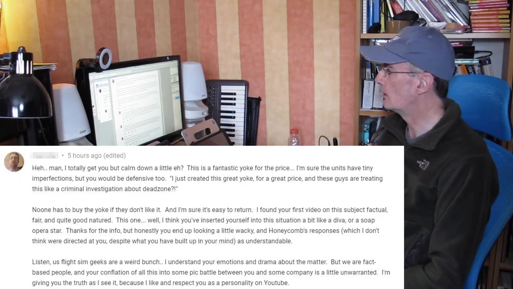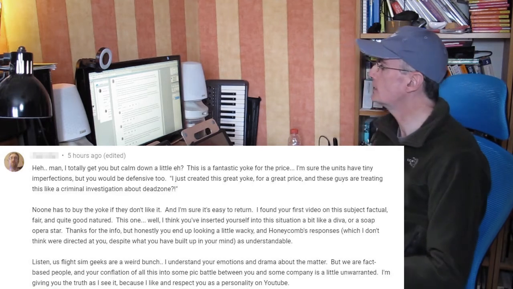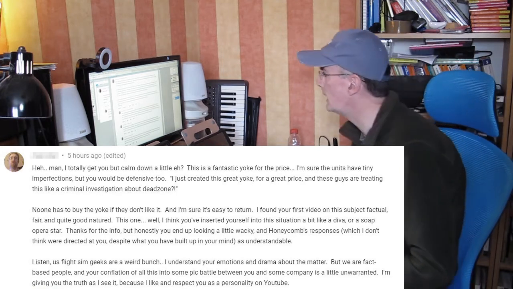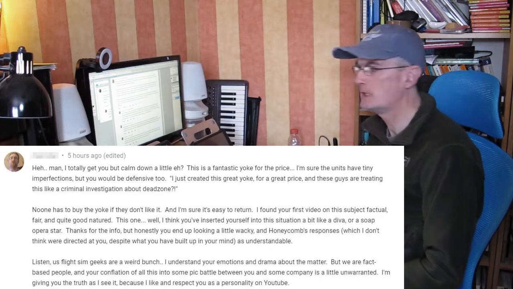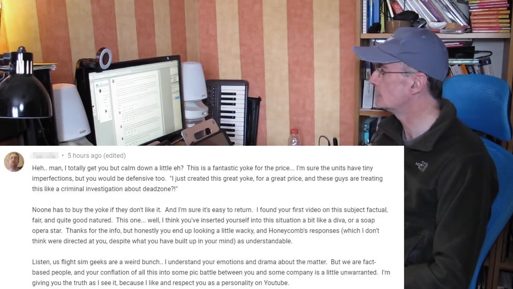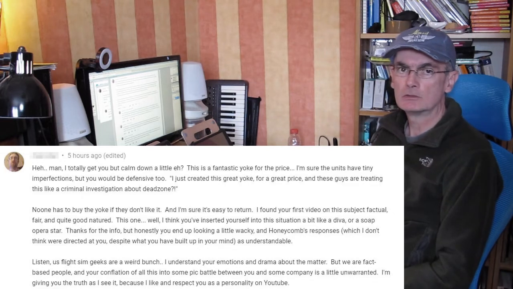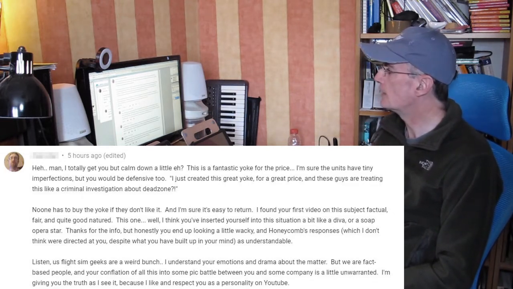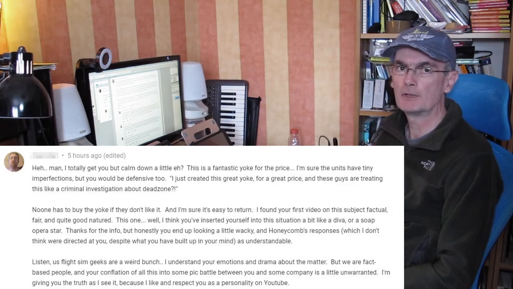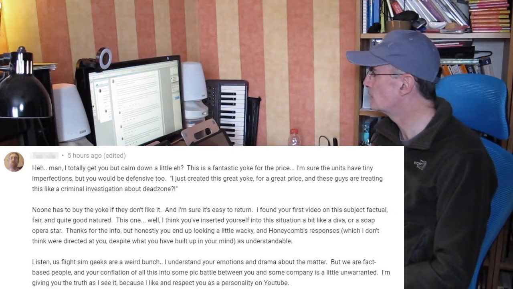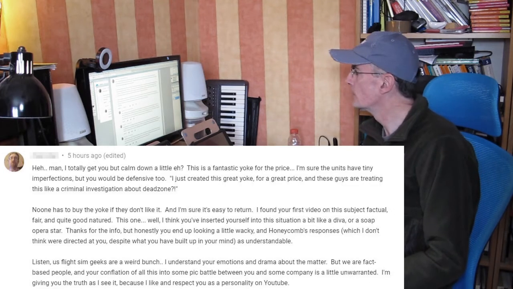Objectivity is what we're after. It seems to be sorely lacking here. And your conflation of all this into some pick battle, I think he means pitched battle, which this obviously isn't. This is the opposite of that. This is an ad hoc, dynamic, unfolding situation that involves Honeycomb and myself and other players. So where he's going with that, I don't know.